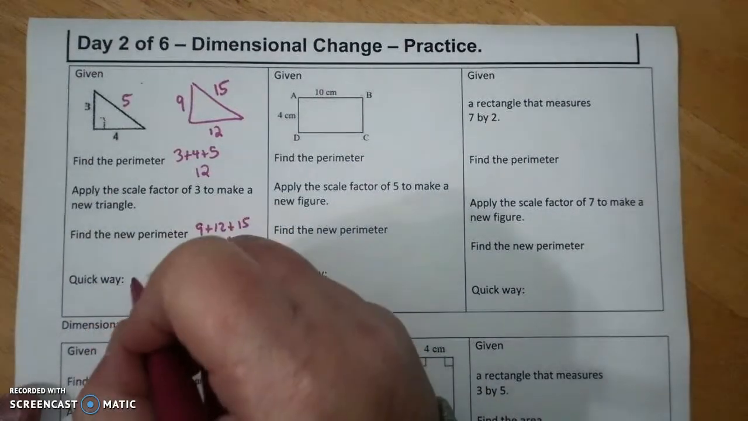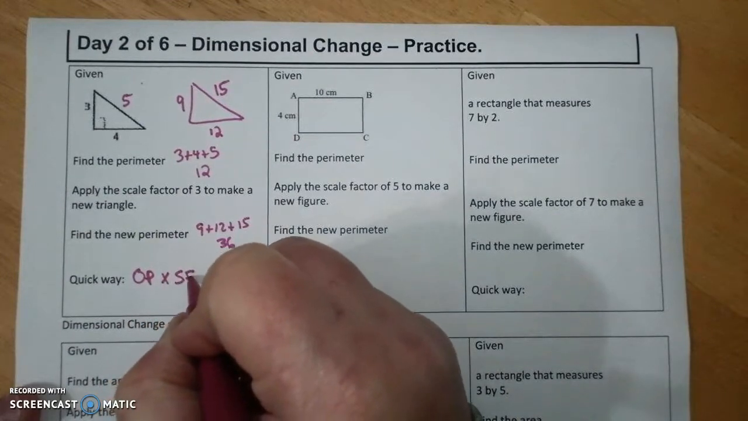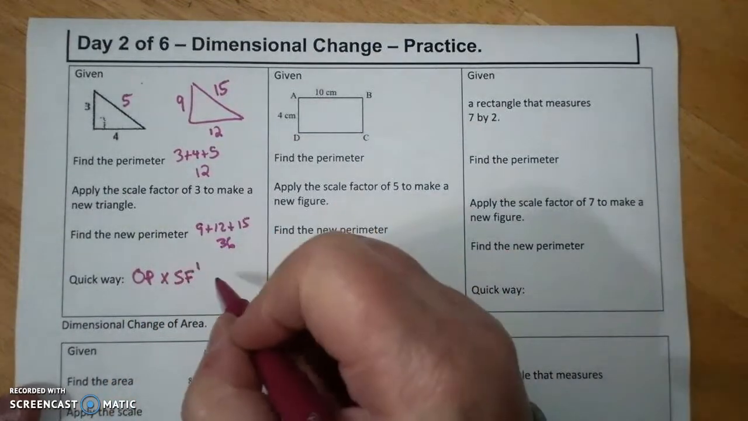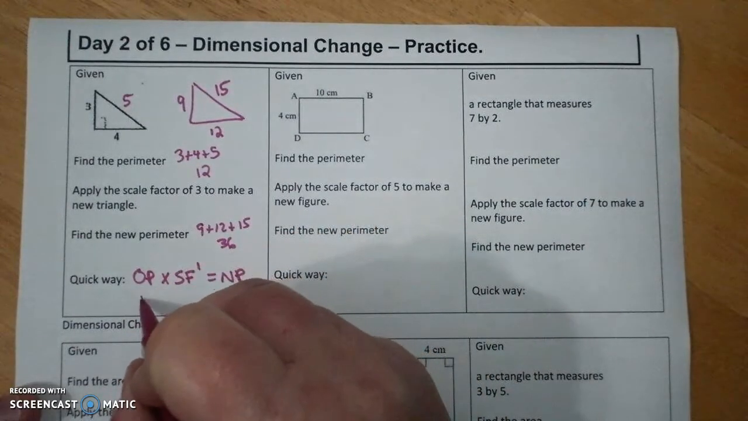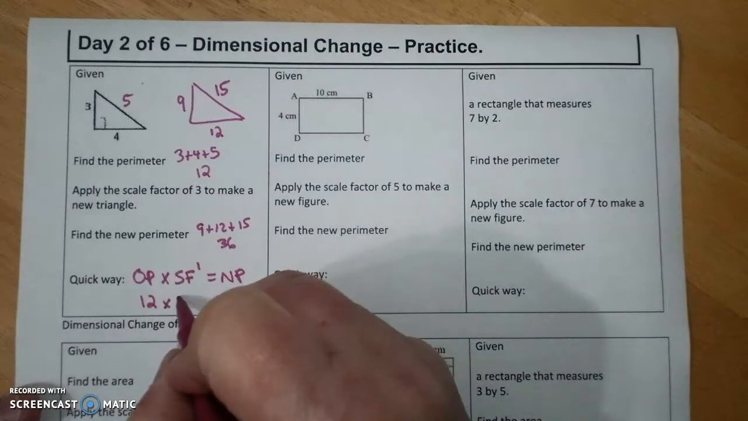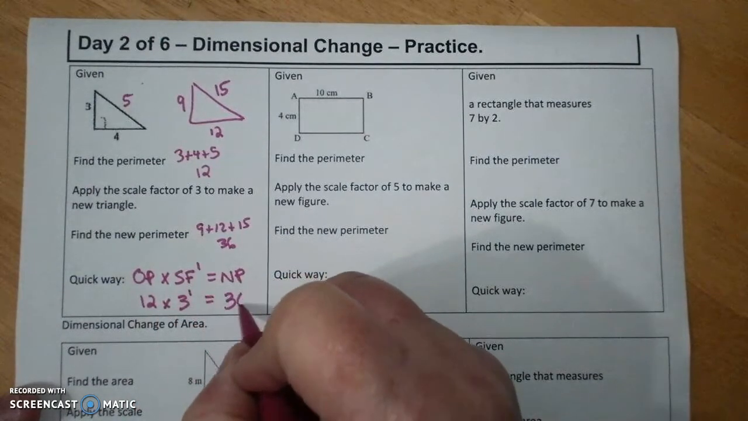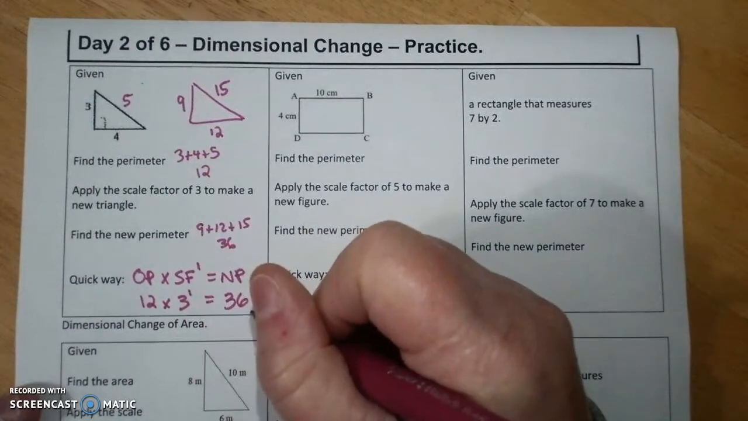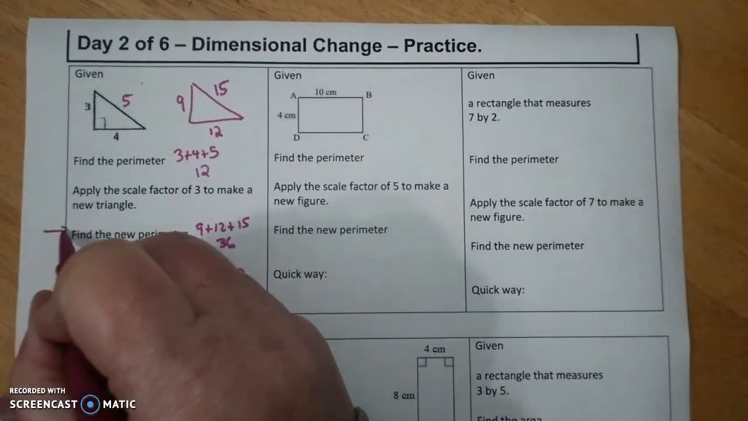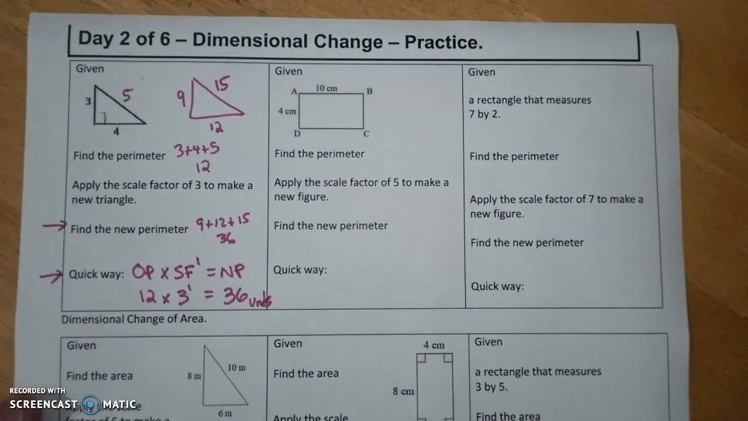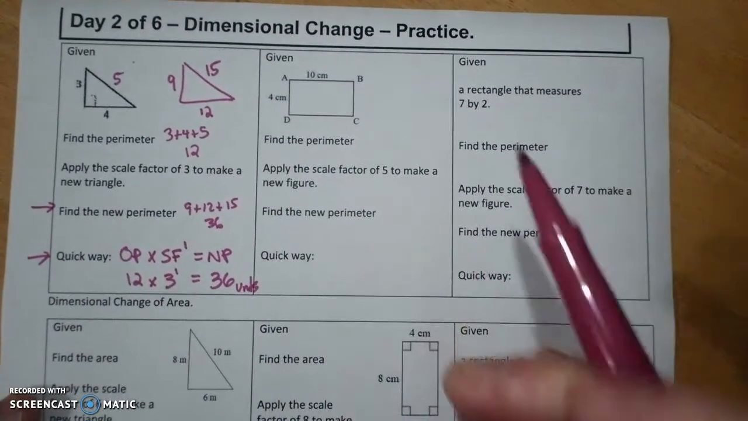Now the quick way to do that is old perimeter times scale factor to the first equals new perimeter. So old perimeter is 12 times the scale factor 3 to the first, well 3 to the first is 3, equals 36 units. We're still at the same thing. Whether you do it this way or this way, I don't mind, as long as you understand how to get to the new one.